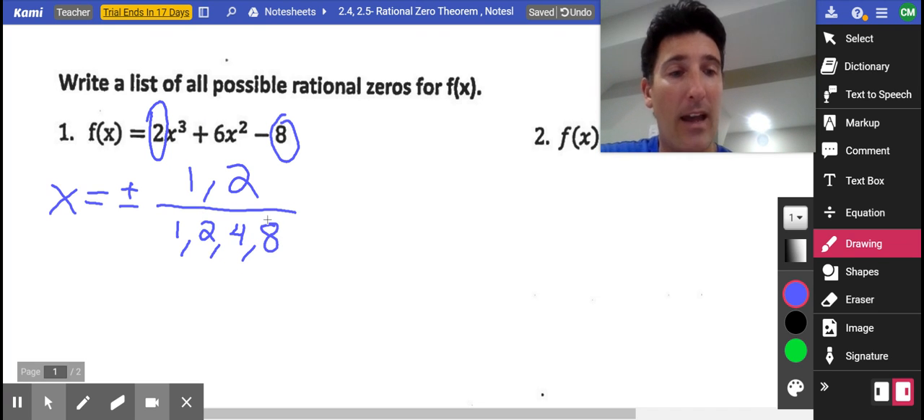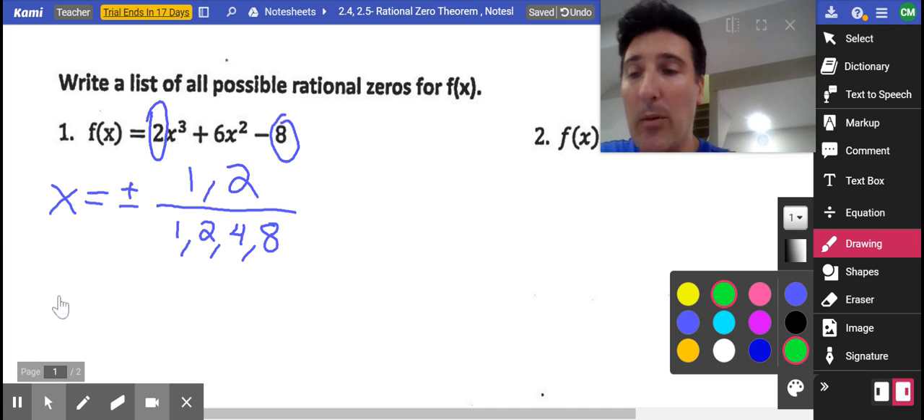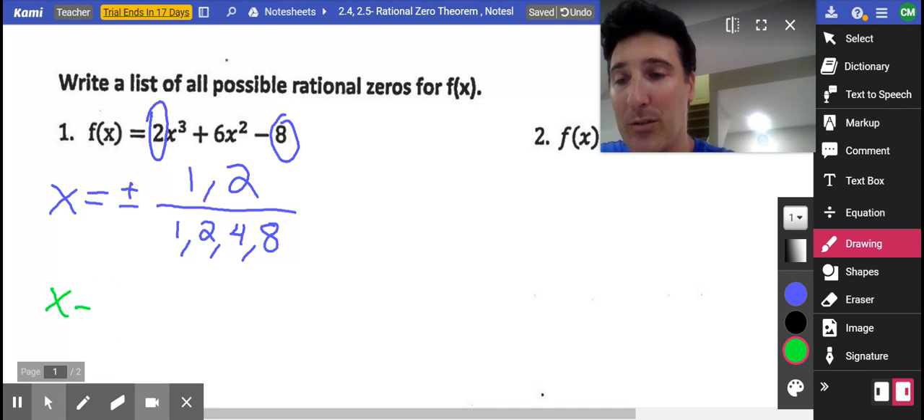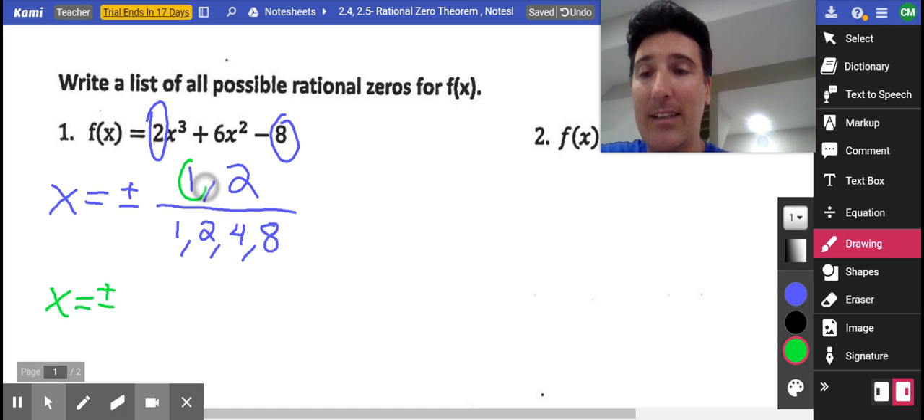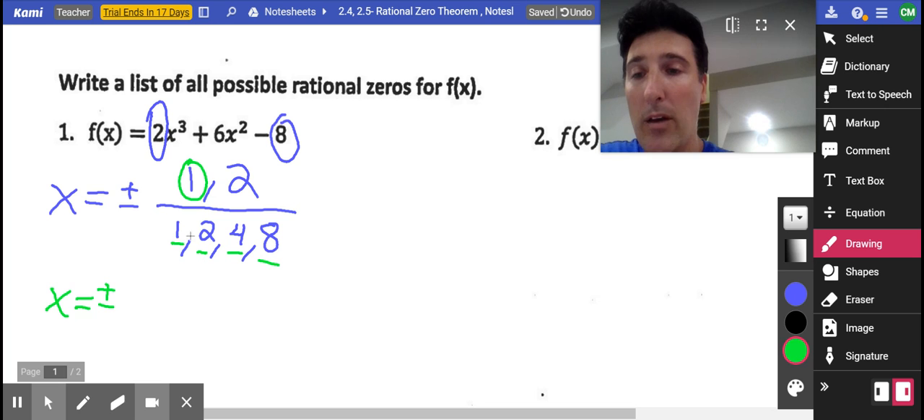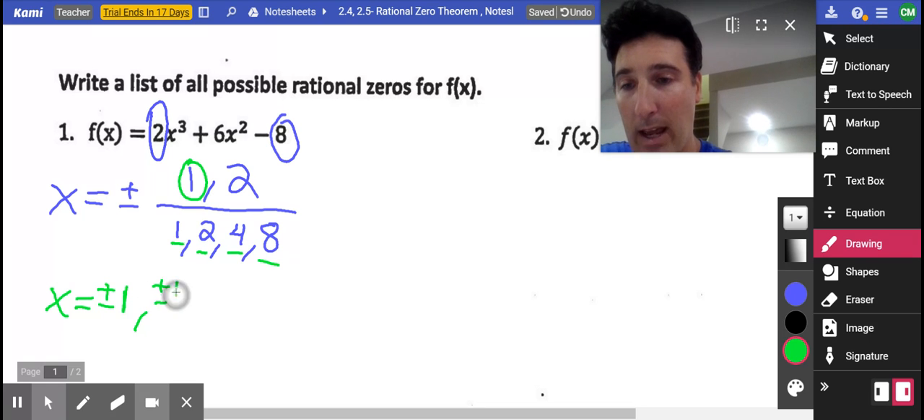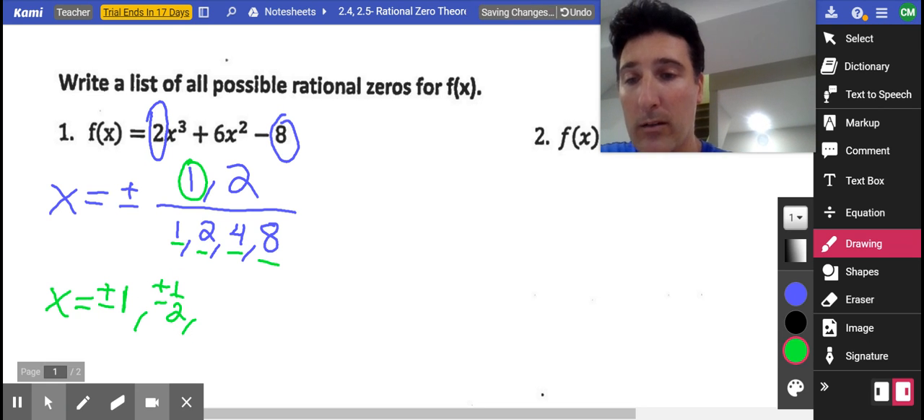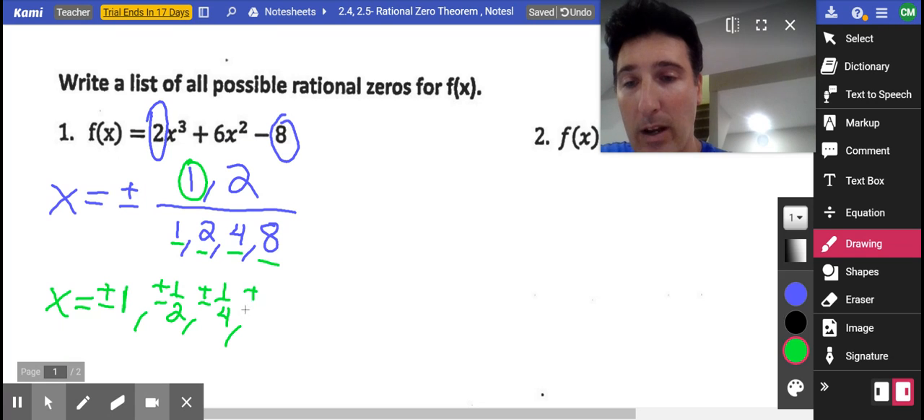All right, now I'll use a different color. This is how we come up with the list of possible rational zeros. I'm going to take this and divide it by every single one of these. So 1 over 1 is just 1. 1 over 2 is a half, and I'll put plus or minus 1/2 because that's what the theorem states. 1 over 4, I just have plus or minus 1/4. And then 1 over 8 is just plus or minus 1/8.